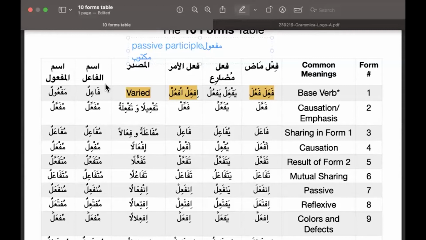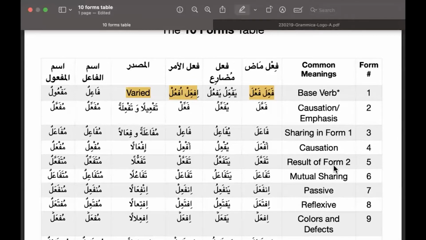Now we have the ism fa'il for most verbs. We do not necessarily have the ism maf'ul for all verbs. Okay, and so why is that? It is because it depends on whether the verb is transitive or intransitive, right? Now, can someone tell me what is a transitive verb or what is an intransitive verb?